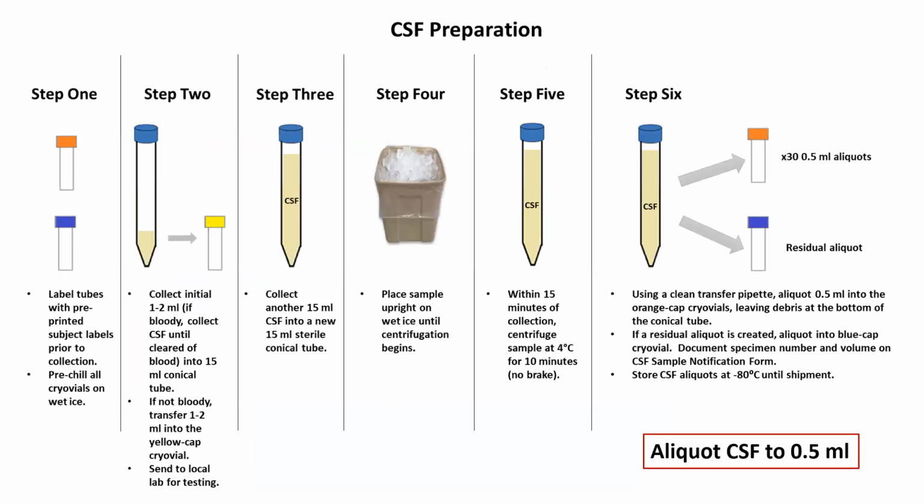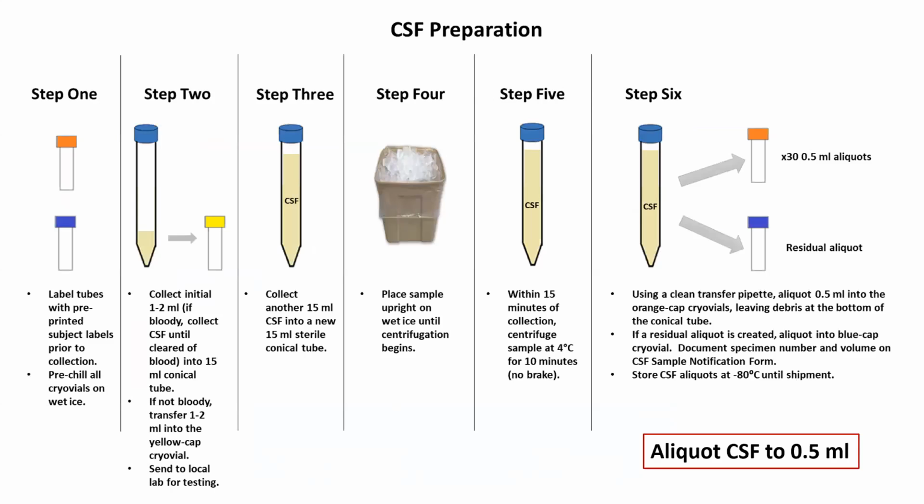So for CSF collection, before you get started and before you perform the LP, we ask you to label the cryovials with the pre-printed subject labels and chill the cryovials on wet ice. So these will be the orange capped cryovials and the residual cryovial with the blue cap. At collection, collect an initial 1 to 2 mLs of CSF, and if this is bloody, continue to collect the CSF until it is cleared of blood. And this will be collected into a 15 ml tube.